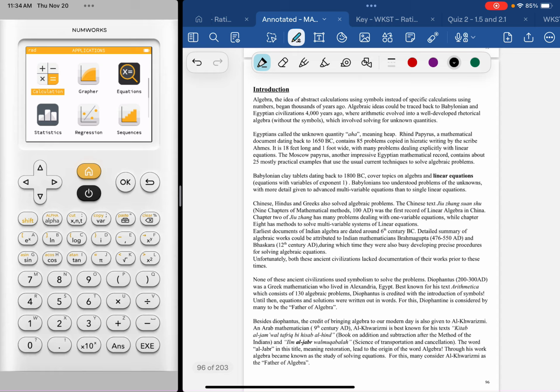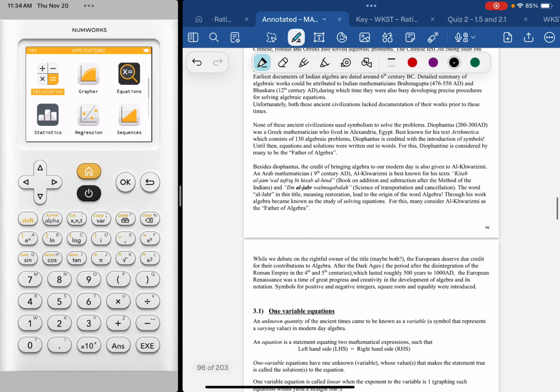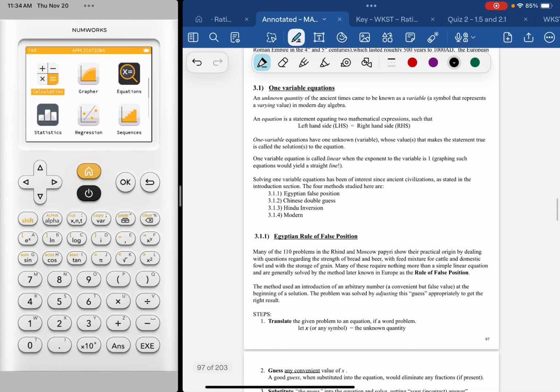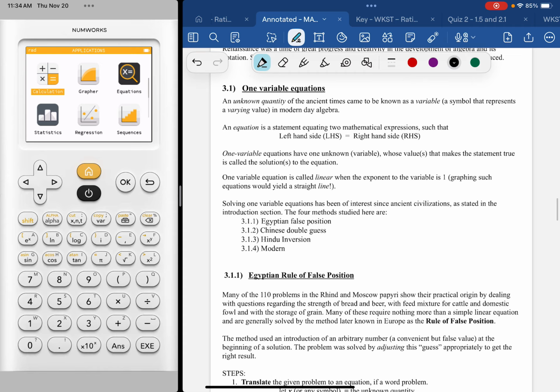It gives you a little bit of a background on where these concepts came from and also how it ties together with other forms of algebra. All right, so have a look at that. But we'll move right into the one variable equations, again, focusing on the Egyptian rule of false position.